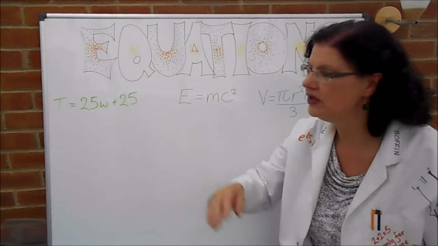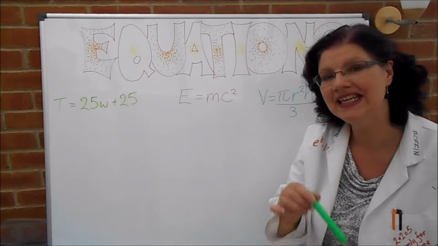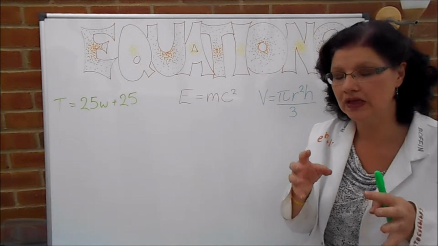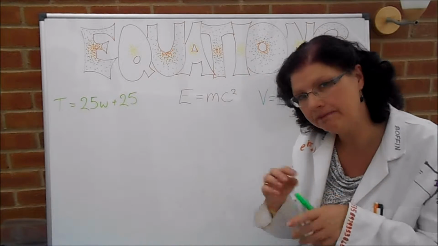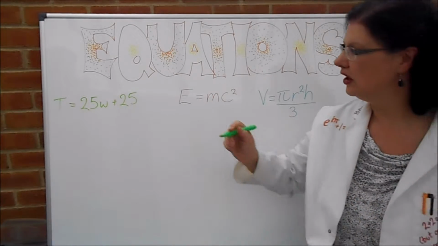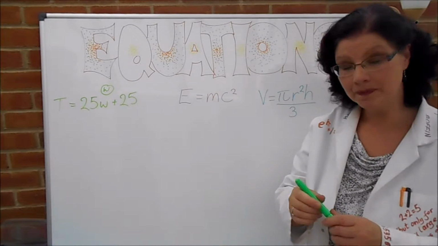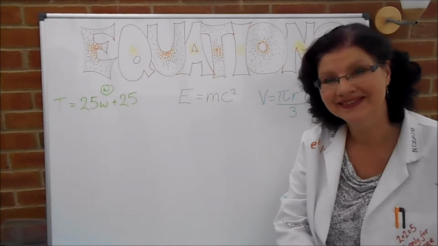We need to rearrange this equation so that instead of saying T equals and then blah blah blah with a W in it, we need W equals blah blah blah with a T in it. Okay, and that's called rearranging the equation to make W the subject. Okay, so off you go.